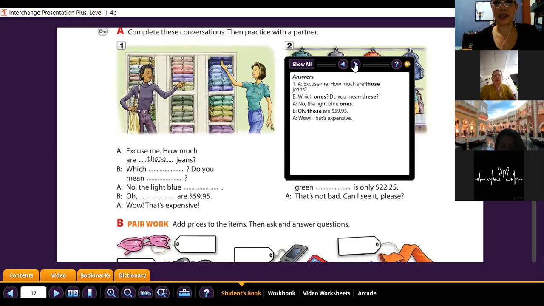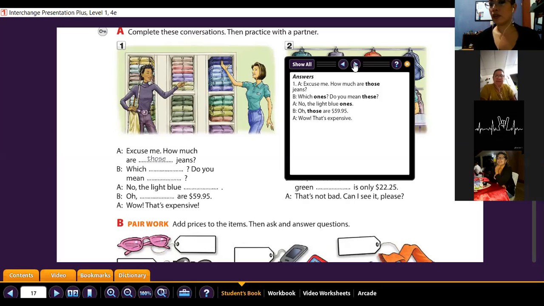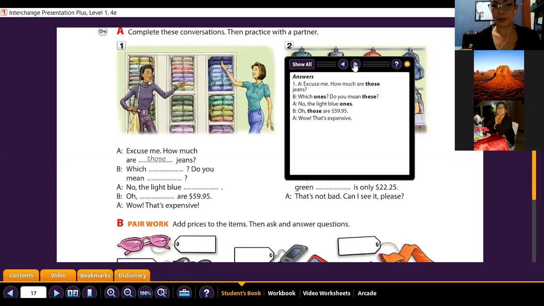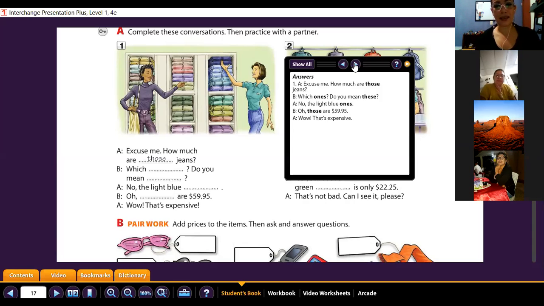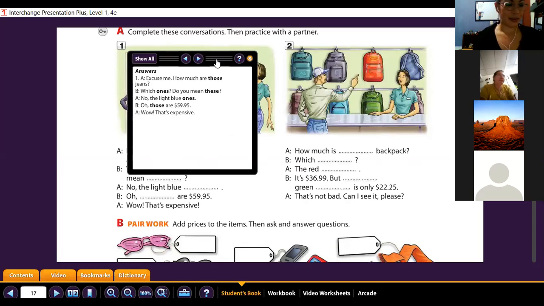Okay, let's practice pronunciation. Let's repeat. Excuse me, how much are those jeans? Which ones? Do you mean these? No, the light blue ones. Oh, those are $59.95. Wow, that's expensive. All right, volunteer for the second conversation.